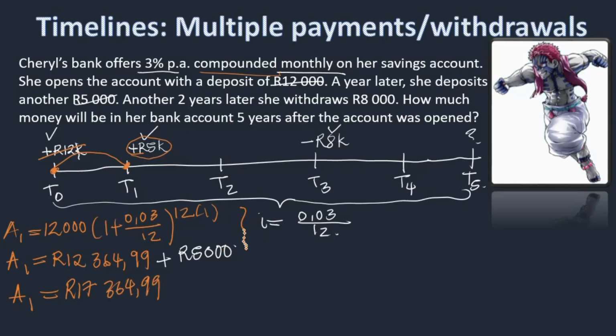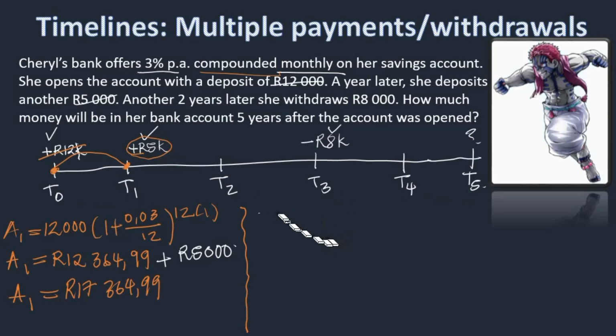17,364.99. Are we good? So that's what I have now. Let me erase this because we already know what it is, right? So let's not suffer this thing. It will forever be 0.3 compounded monthly.